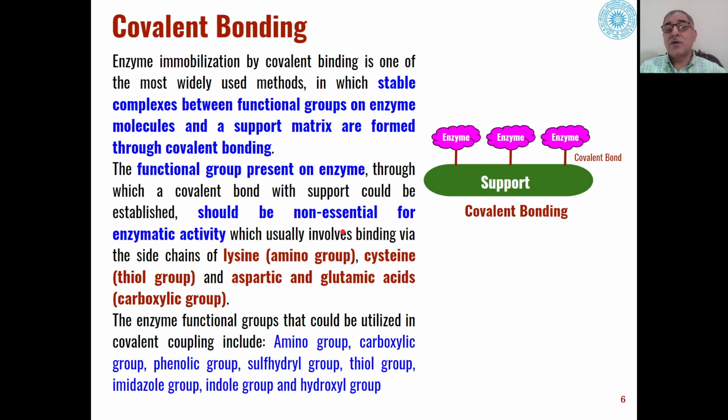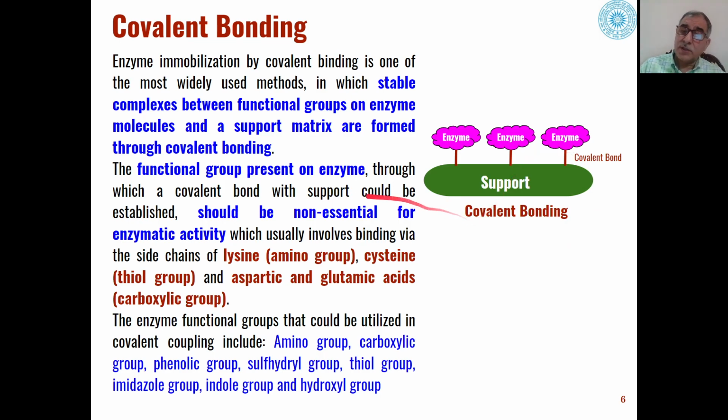The next is covalent bonding. As I have told you, covalent bonding is the formation of a covalent bond between the support and the enzyme functional group. So the stable complexes are formed when the functional group on the enzyme molecule and the functional group on the support matrix form a covalent bond. Such type of immobilization is called covalent immobilization.